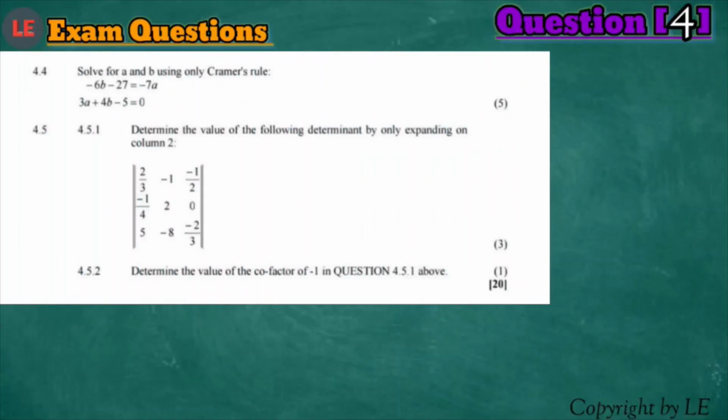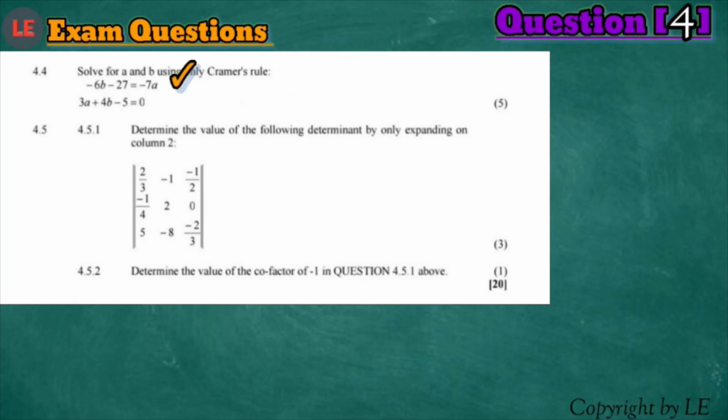Let us solve these questions under determinants. On 4.4, we are instructed to find variables a and b using only Cramer's rule from these given equations. So let us rearrange these equations so that they are easier to solve.